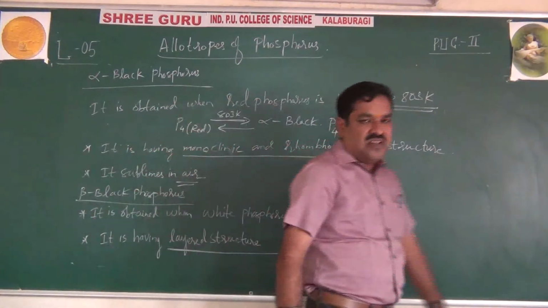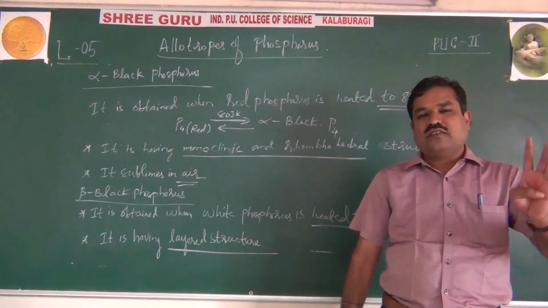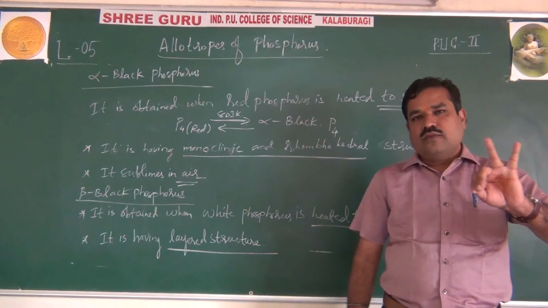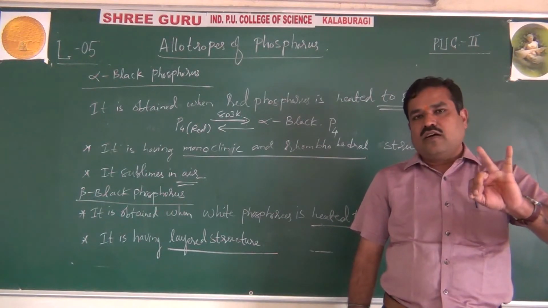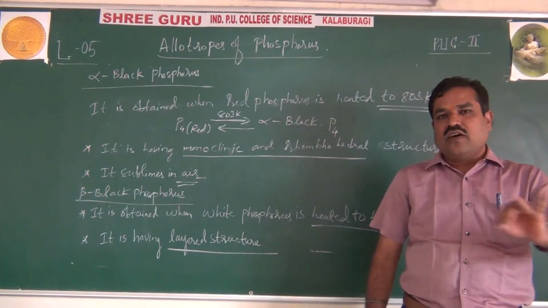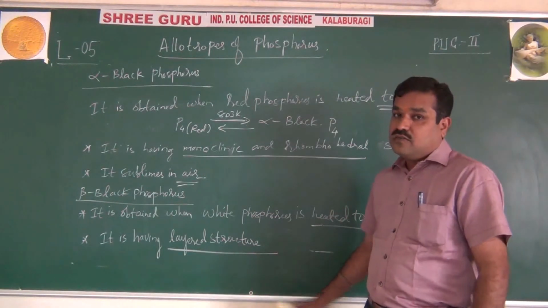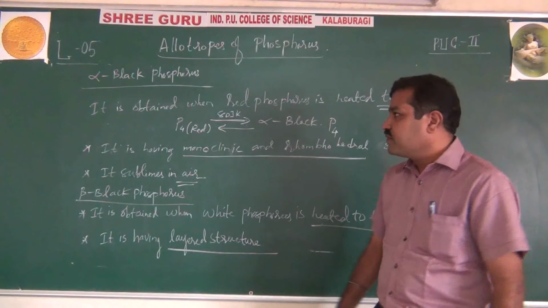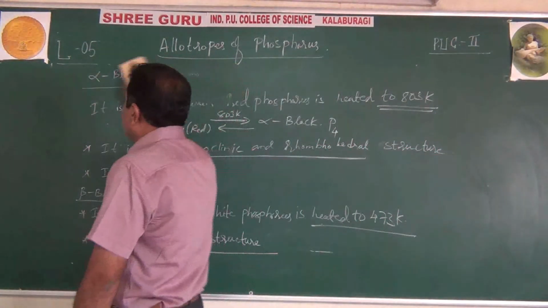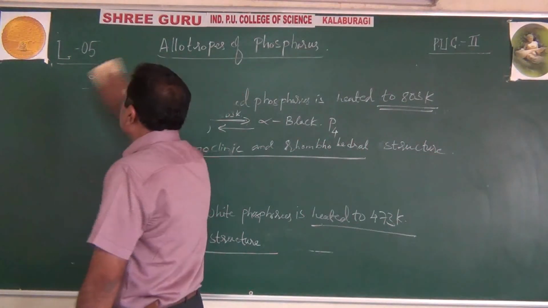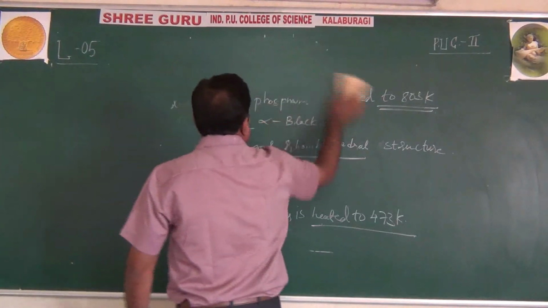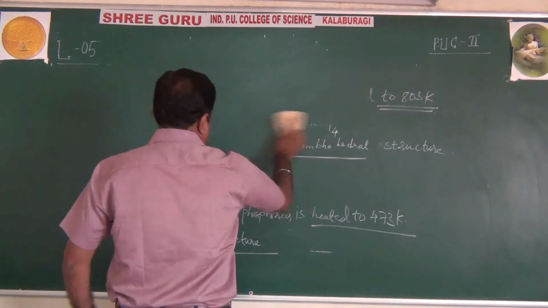This is the completion of the allotropes of phosphorus: white phosphorus, red phosphorus, and two varieties of black phosphorus: alpha and beta black phosphorus. Alpha I can get from red phosphorus, beta I can get from white phosphorus. Remember. Okay, right. So that's about the allotropes of phosphorus.